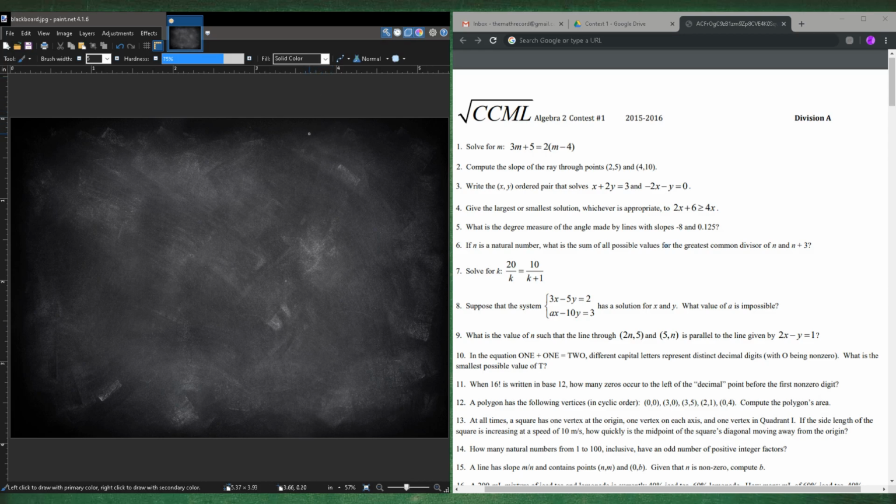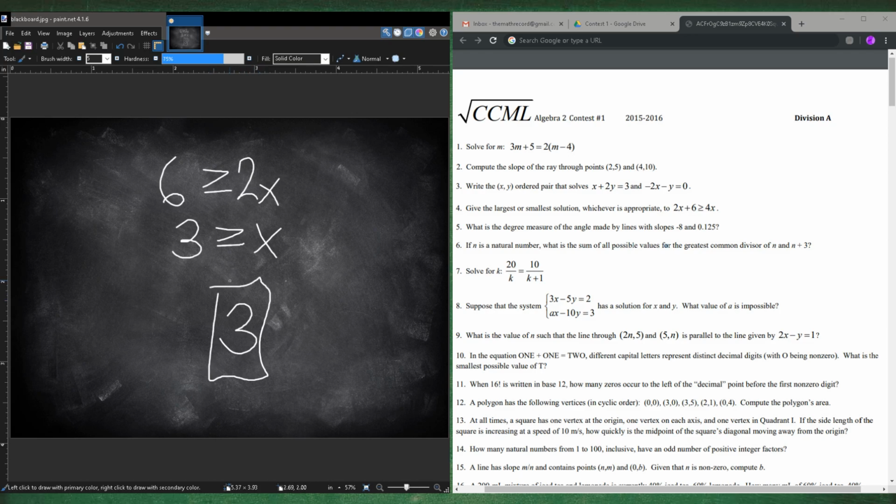Question 4. Determine the largest or smallest solution, whichever is appropriate, to 2x plus 6 is greater than or equal to 4x. So minus 2x from both sides, so you get 6 greater than or equal to 2x. So divide by 2, 3 is greater than or equal to x. So x has to be like negative 1, negative 2, 0, 1, 2, 3. It just can't be like 4, because if x is 4, then it's not going to be true. So the highest possible number is 3. So that's the answer, 3.